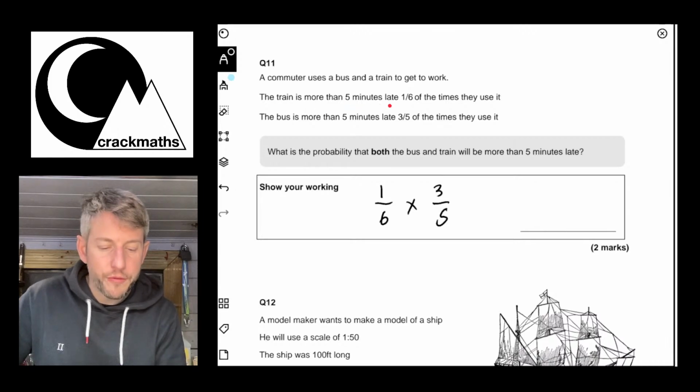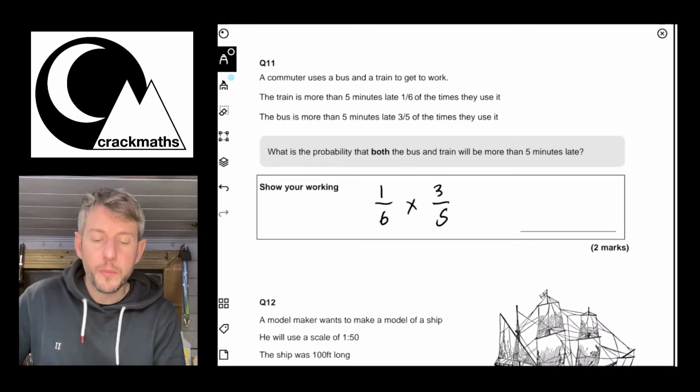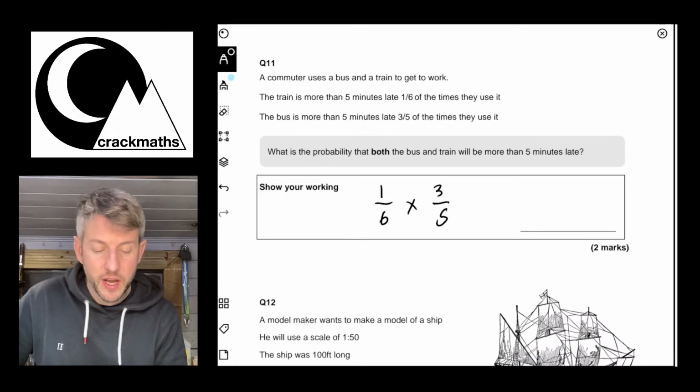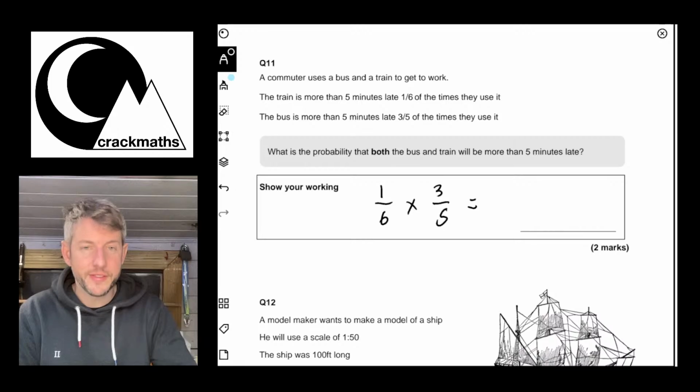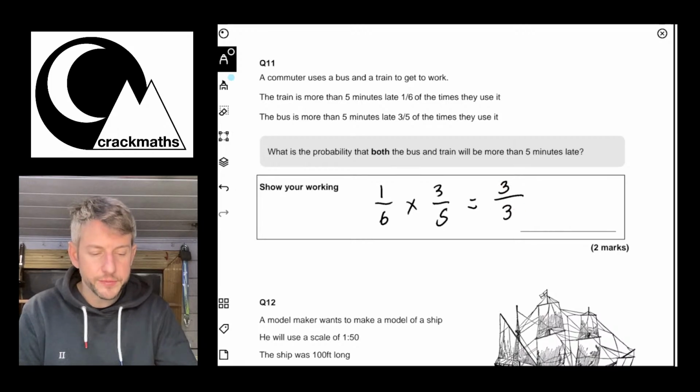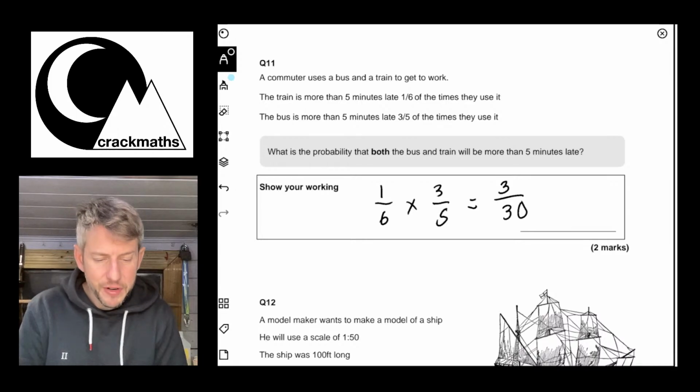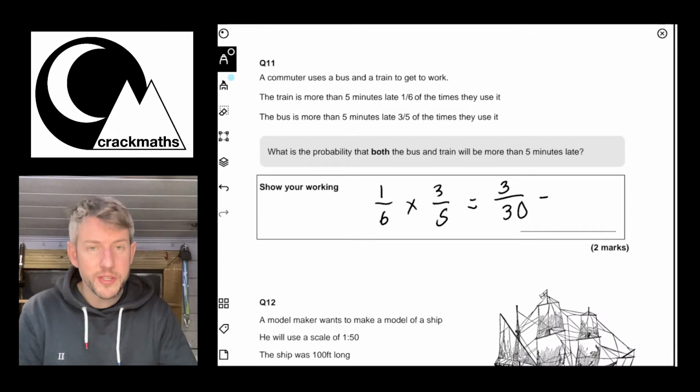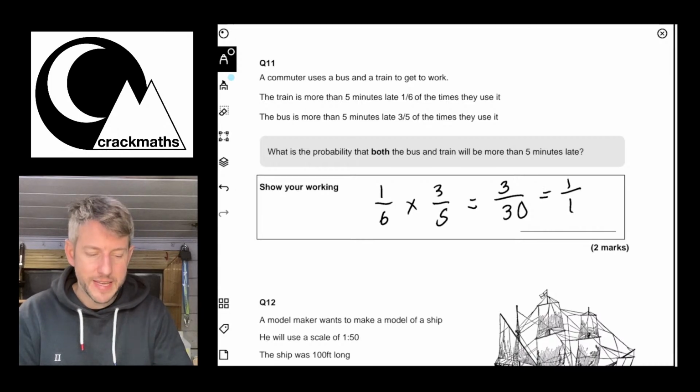So the train is more than 5 minutes late 1/6 of the time. The bus is more than 5 minutes late 3/5 of the time. So we multiply these fractions together. So this is going to be 3/30. They haven't asked for us to simplify this fraction, so we don't have to. But just out of interest, this would simplify to 1 out of 10.